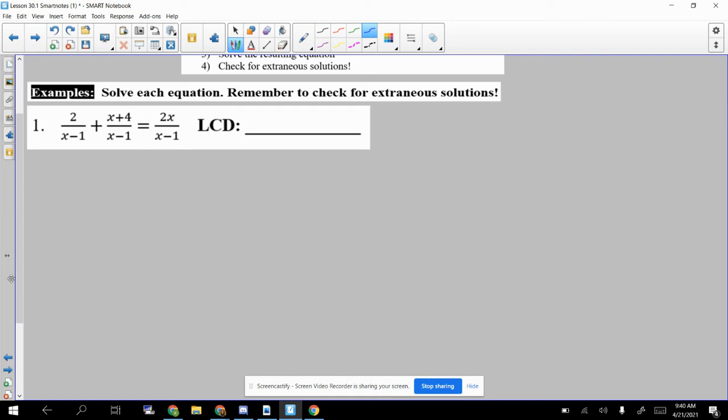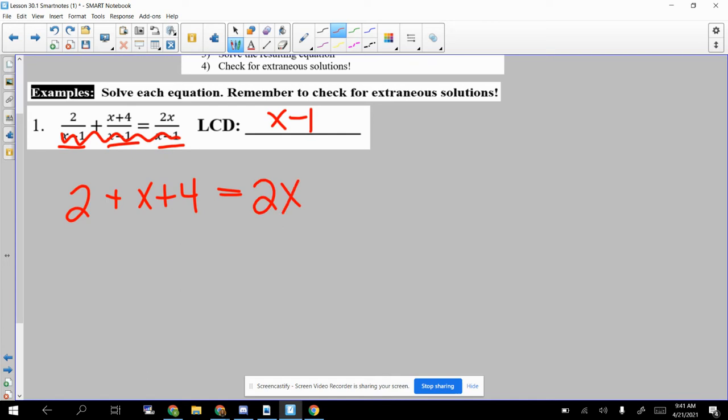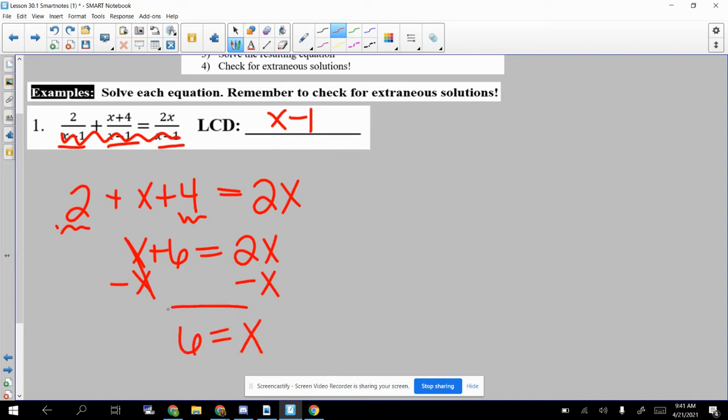So luckily for us, this first one, x minus 1, x minus 1, x minus 1, they all already have that common denominator of x minus 1. So right away we can get rid of that. And we're just looking at the numerators, which is 2 plus x plus 4 equals 2x. And now we're just solving that. So I would combine like terms here. So the 2 and the 4 is going to be x plus 6 on this side equals 2x. And then we're solving for x, so I'm going to move this over. So I end up with 6 equals x.